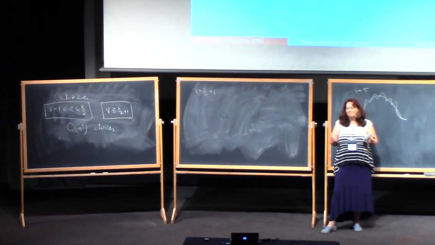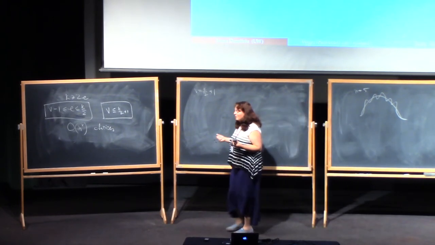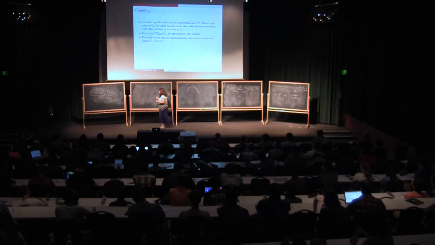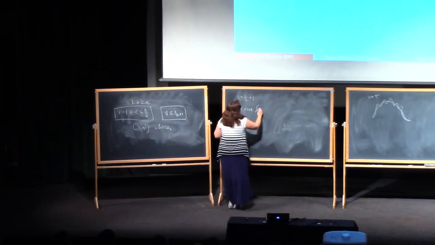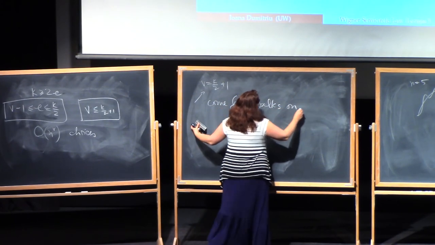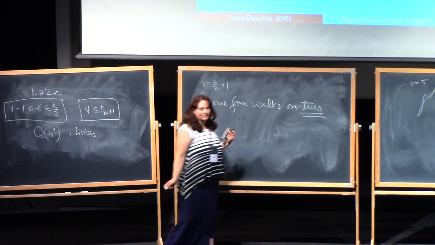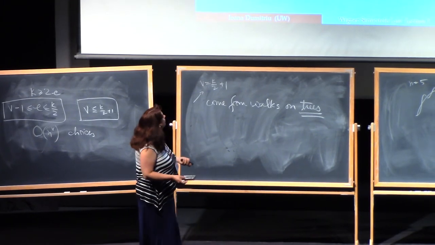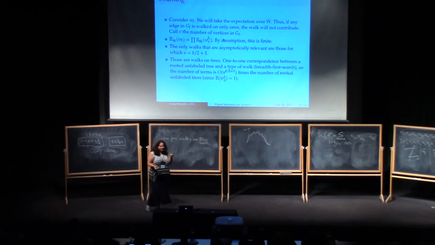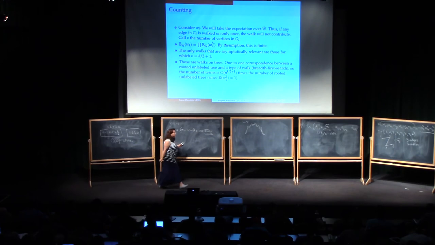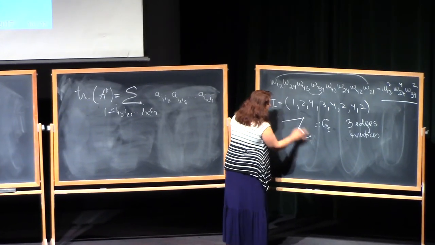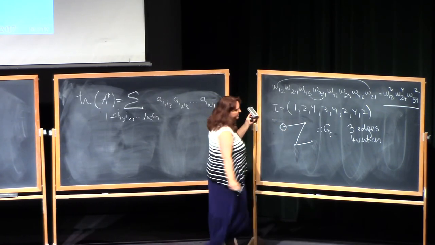Oh, darn it. All kinds of connected graphs have E equal to V minus one. Duh, trees. Okay, so terms with this property will come from walks on trees. That's where I'm going to get this highest order contribution, walks on trees. Okay, so here's the kicker. You have a one-to-one correspondence between a rooted, unlabeled tree. What does that mean? Well, it means something like this. You have a structure with no labels, but you have a marked vertex, a starting marked vertex.